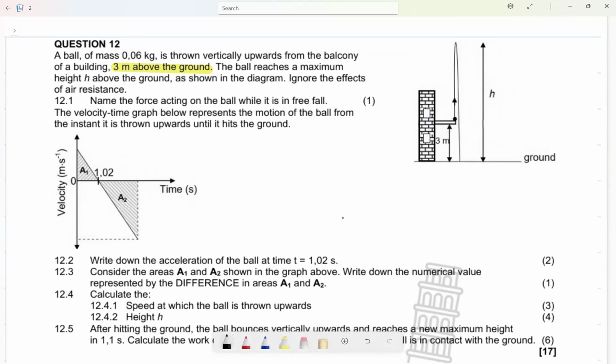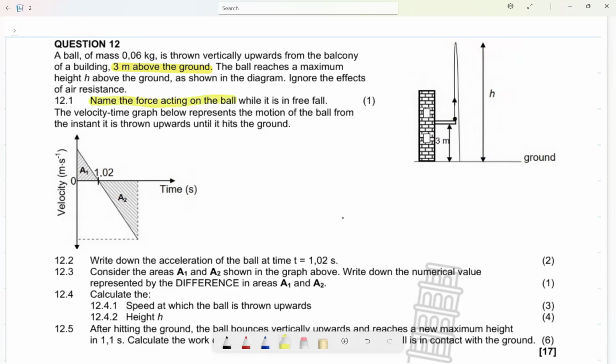So what happens? The ball is projected vertically upwards, thrown and projected almost the same thing. Therefore, the ball reaches the maximum height h above the ground. It will reach maximum height, then go back again, as shown in the diagram. Ignore the effect of air resistance.